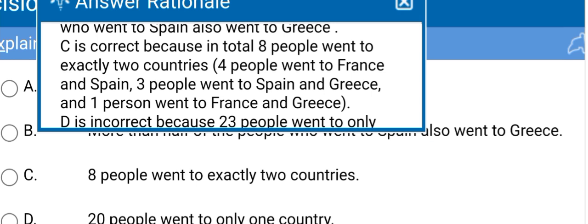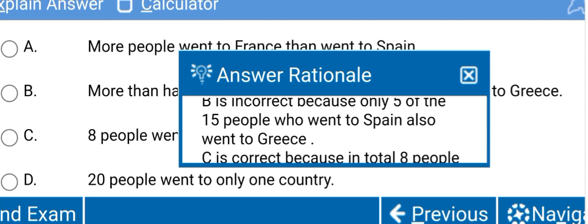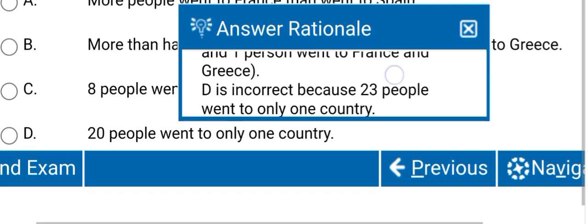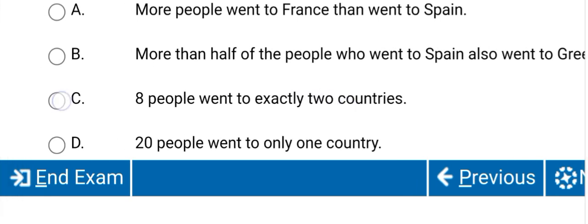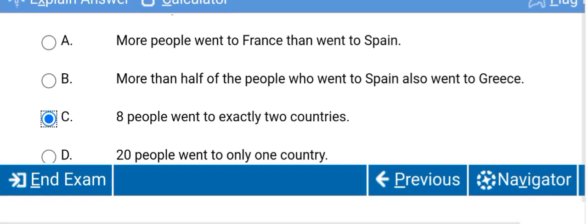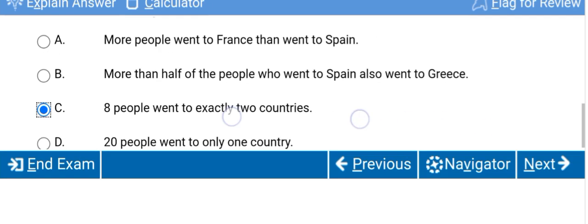4 people went to Spain, France and Spain. 3 people went to Spain and Greece, and 1 person went to France and Greece. And then we have option D, which is incorrect because 23 people went to only one country. So option C is the correct option. That is, 8 people went to exactly 2 countries. So here we have the next question.